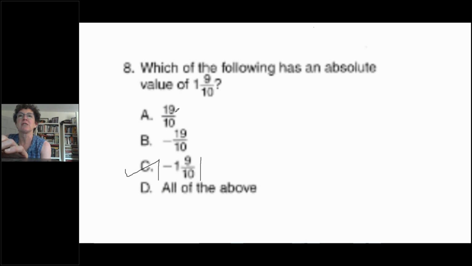But now I have to look at this fraction and say, could that be correct? 19/10? How would I figure that out? Well, I know that this whole number 1 is the same as 10/10. I know that any fraction that has the same number in the numerator and the denominator is equal to 1.